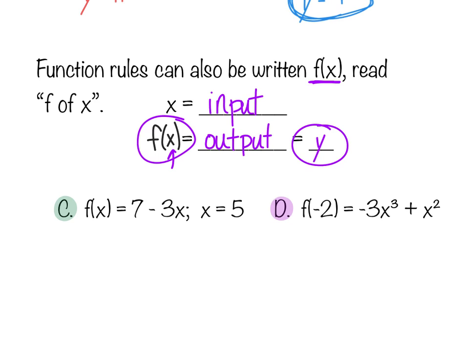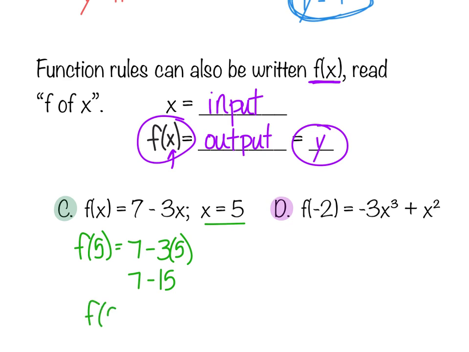So f of x is the same as the y variable. When you get into higher level math, starting next year especially, you're going to see a lot of functions being represented as f of x instead of saying y. But it means the same exact thing. So for example, C, we're supposed to plug in x equals 5. So then the way I technically write that is f of 5. That tells you what I'm plugging into this function. So when I plug in 5, I get 7 minus 3 times 5, or 7 minus 15, or -8. So f of 5 is -8. Okay, so the ordered pair (5, -8) is on that line.